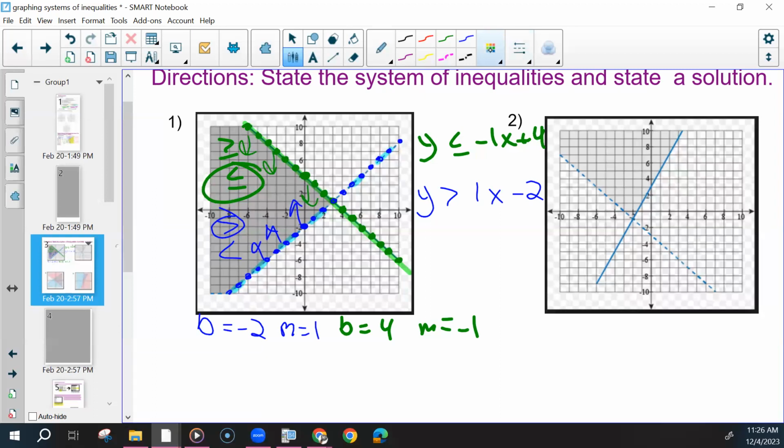So above would be greater than. Right? Then we just need to state a solution. So give me one ordered pair that would fall in this. -4, 2. Anyone else want to think of one? We're also with -3, 1.